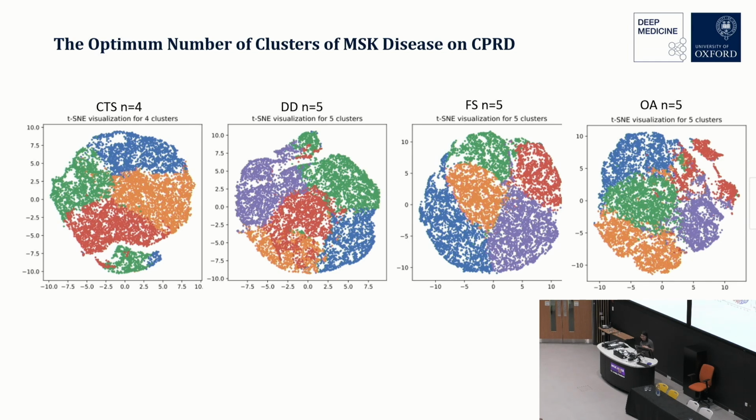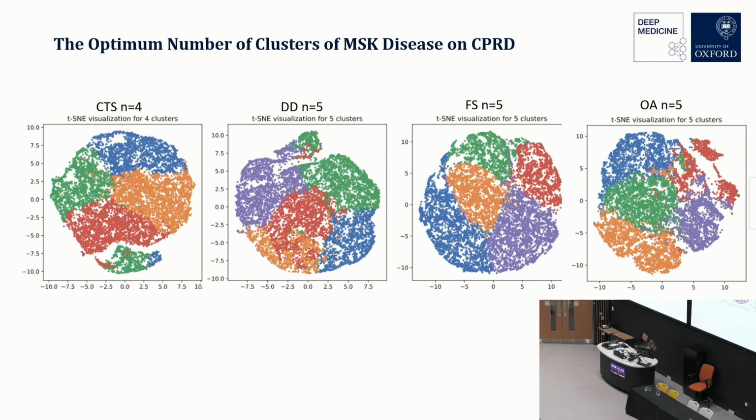So here is how many clusters we should determine. We use a metric called the prediction strength stability criterion to check the K. The optimal K was determined for CTS: we have 4 clusters, and for Dupuytren's, frozen shoulder, and OA, we all found 5 best clusters, and each cluster shows the differences between the clusters.